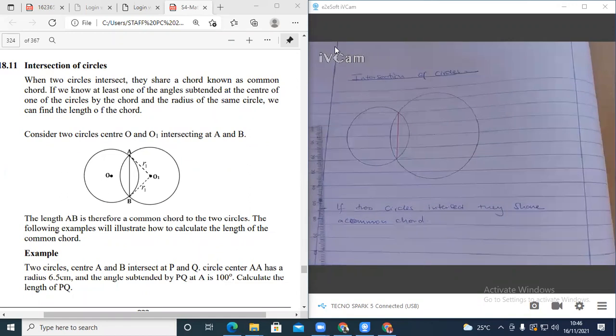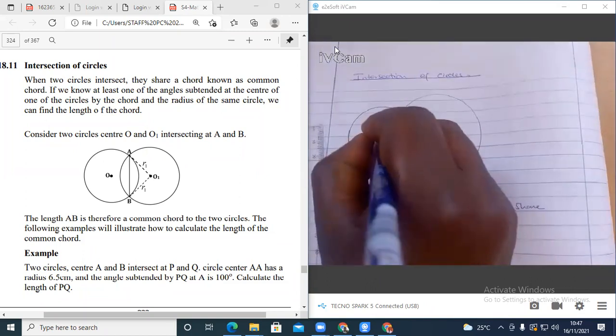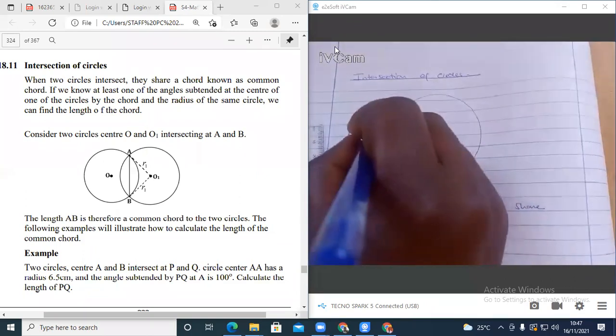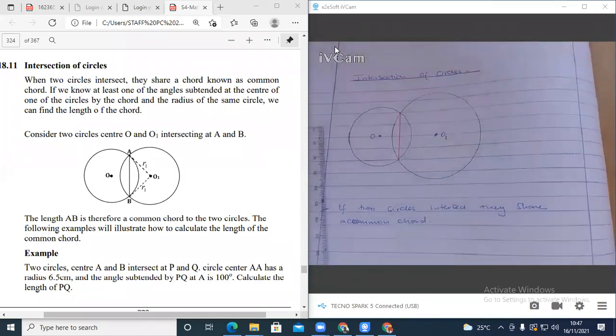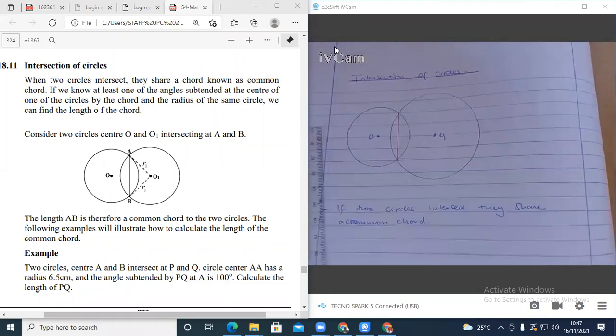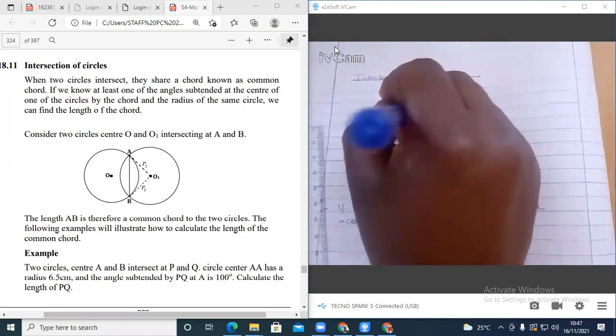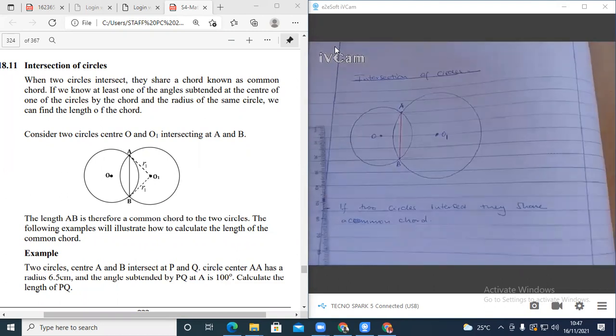So what are they saying? They're saying that if you know at least one of the angles subtended at the center, if we know one of the angles subtended at the center, so this is a circle, another circle here. So this is O, and this is O1. So the center of circle 1 is O1, and this one is O. Now, if this is our chord AB, AB is our chord from A to B, that is the common chord.